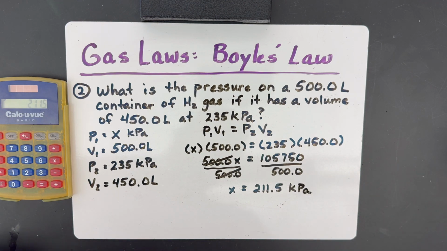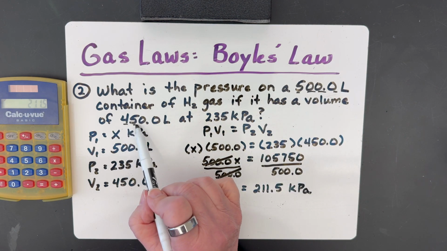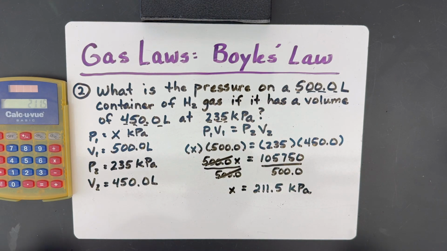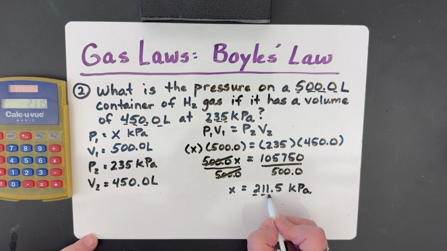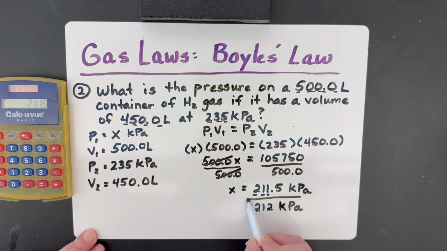If your teacher doesn't care about sig figs or doesn't require you to do it, you're done there. If you do have to do sig figs, this number has 4, this number has 4, this number has 3, so our answer gets 3. So we're going to keep 2, 1, 1, but since that's a 5, we're going to round up the last digit that we keep, and so this would be our answer with the correct number of significant figures.